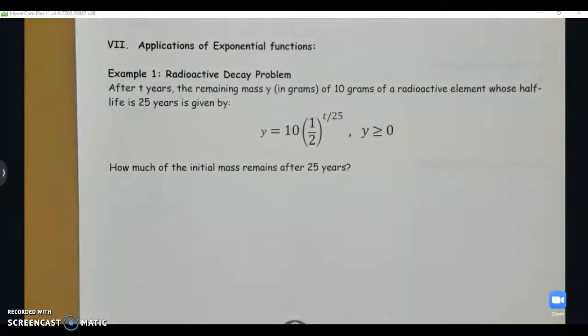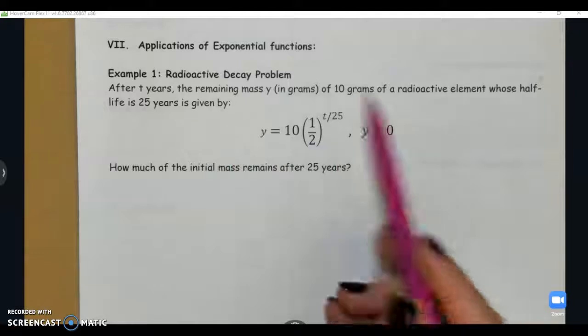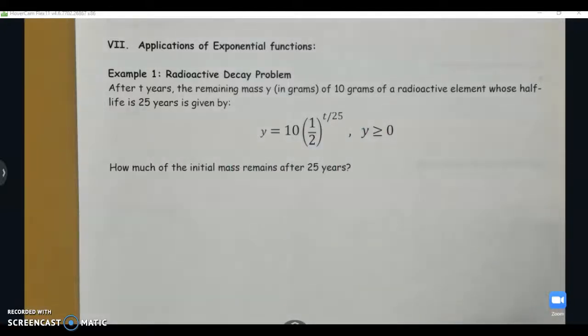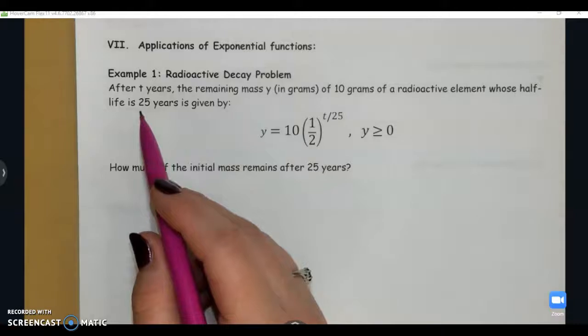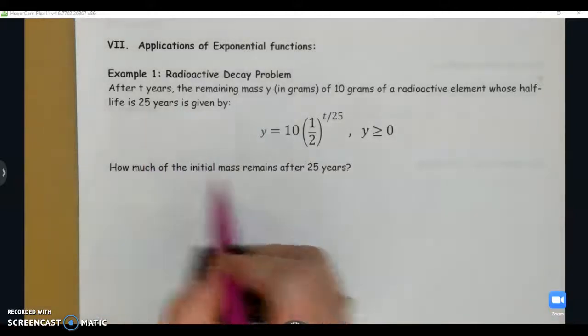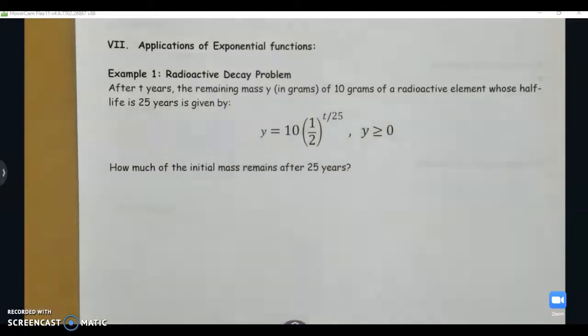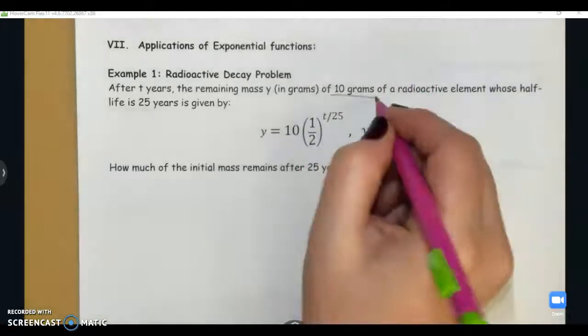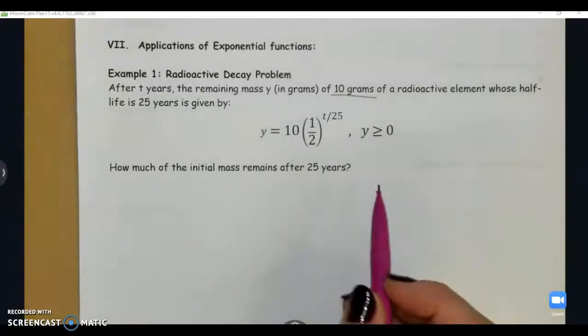So after t years, the remaining mass of 10 grams of a radioactive element whose half-life is 25 years is given by this formula. Now, half-life means that every 25 years, half of the matter that we started with has decayed. So we have half left that we started with. So if we are looking at 25 years, how much of the initial mass remains after 25 years, we should have half of what we started with. And if we started with 10, then we should get 5.